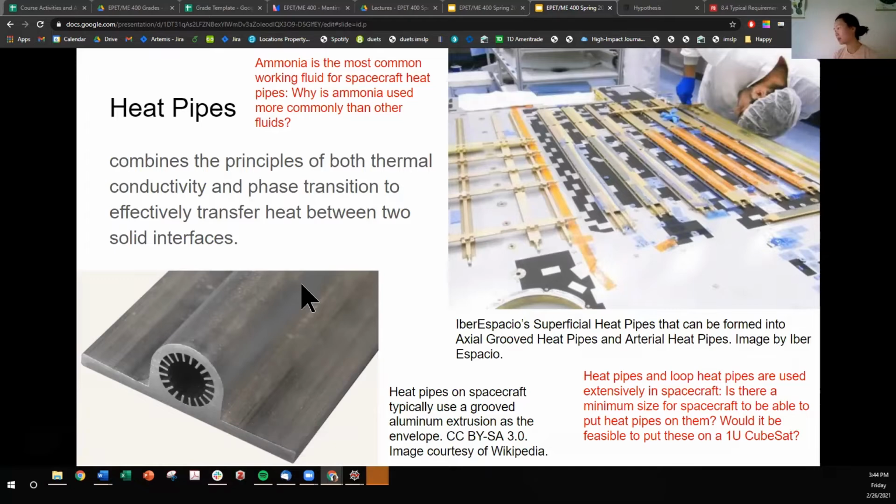So let's answer some of these questions. Why is ammonia used more commonly than other fluids? So last time we looked up the thermal conductivity of ammonia relative to water, and we saw that ammonia was 2 magnitudes higher in thermal conductivity than water. So that's just one reason.